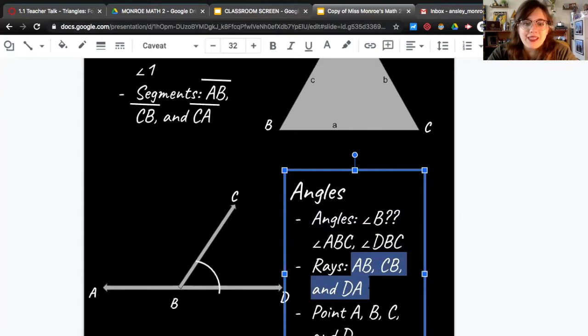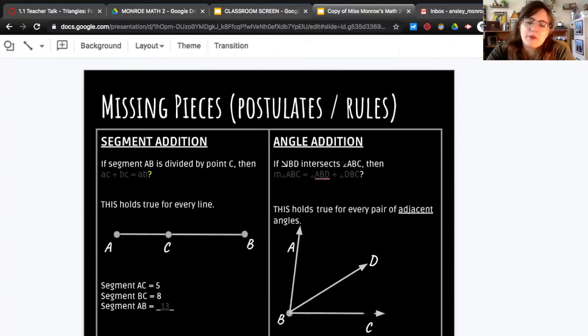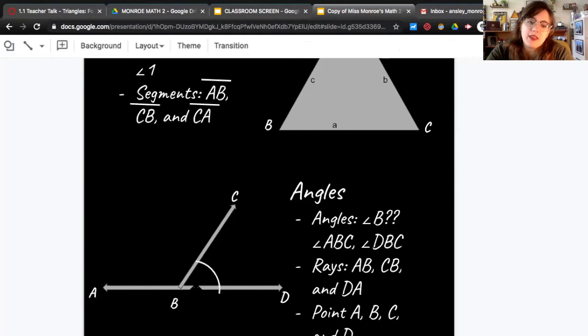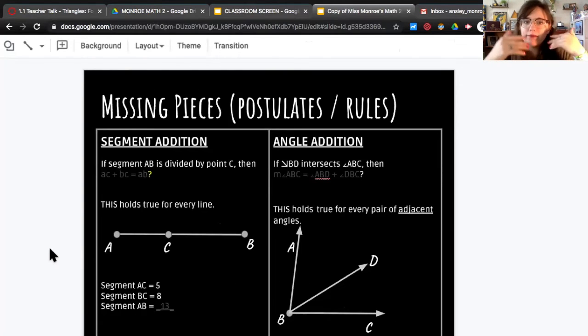We also have our rays, or they could be segments, or whatever lines they are, like AD is a line, BA is a segment, BC is a segment, BD is a ray, but they could be segments. It really just depends on what's on the end. We're not going to spend too much time talking about that because we should already know that stuff from before. We also have points A, B, C, and D to help us label everything else. That is how we label and name triangles and angles. I realize some of us didn't know that, so that's why that was added into our notes.